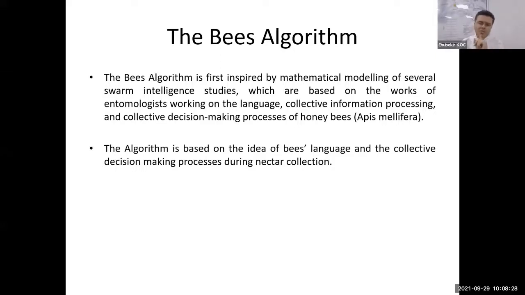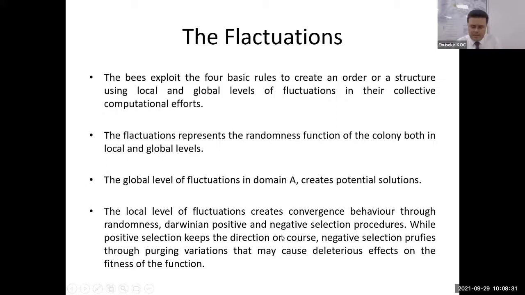Interested in the individuals. So I'd like to discuss the first concept, the fluctuations here. The bees exploit the four basic rules to create an order or a structure using local and global levels of fluctuations in their collective computational efforts. The fluctuations represent the randomness function of the colony, both at local and global levels. The global level of fluctuations in domain A creates potential solutions. The local level of fluctuations creates convergence behavior through randomness, Darwinian positive and negative selection procedures.